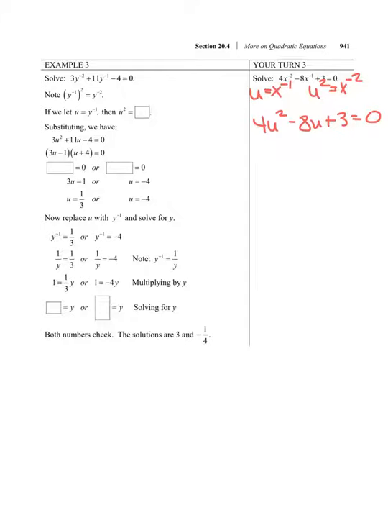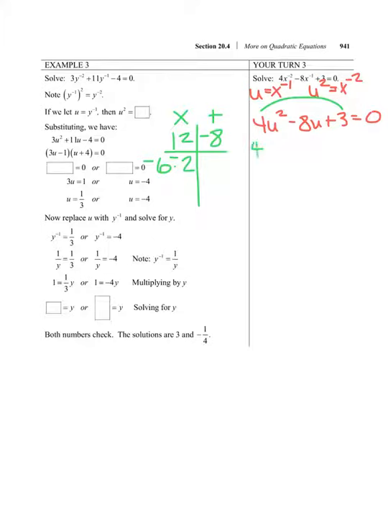So this one has a coefficient in front of the squared term, so I need to factor it by grouping. So 4 times 3 is 12. My middle term is negative 8. So I'm looking for two numbers that multiply to make 12 and add to make negative 8. So 6 times 2 is 12, negative 6 and negative 2 is negative 8.